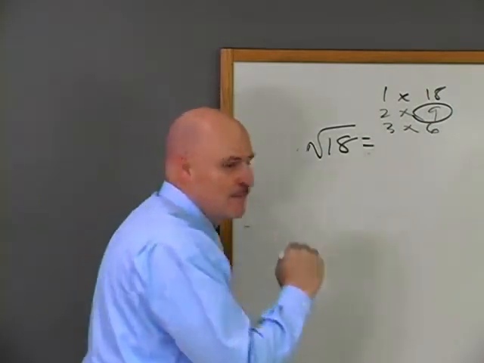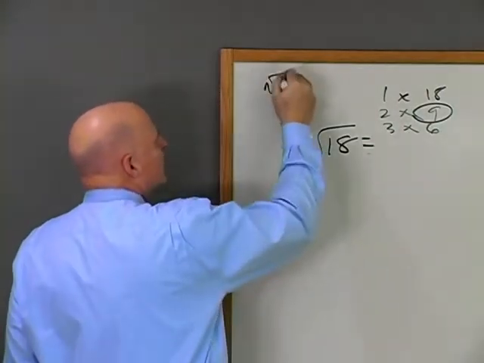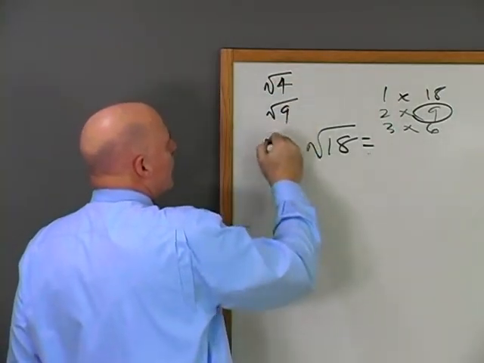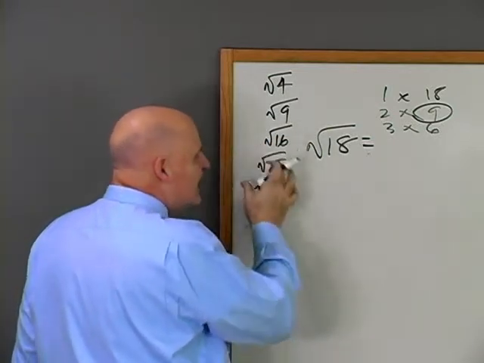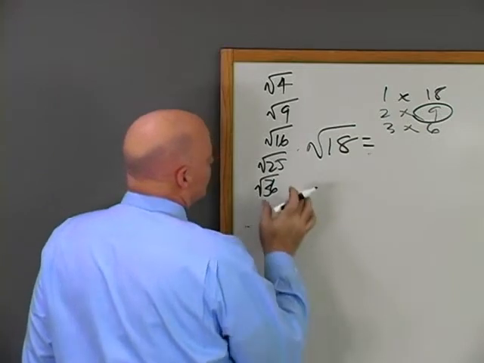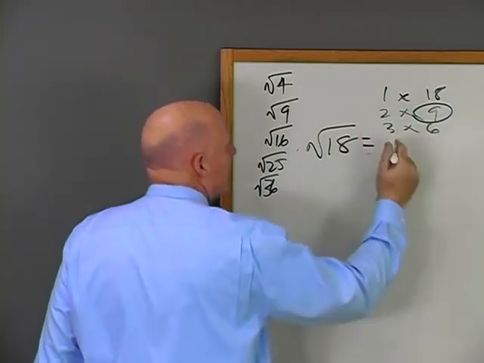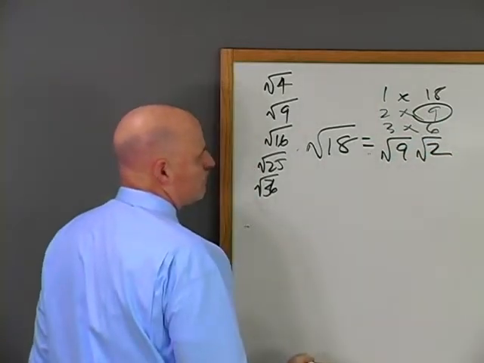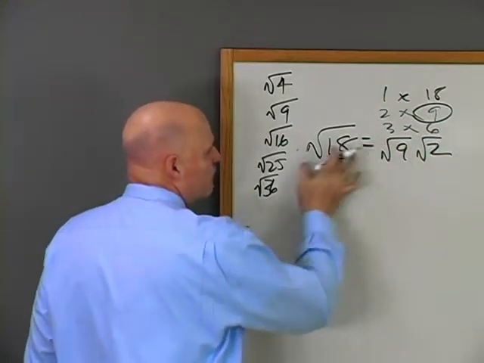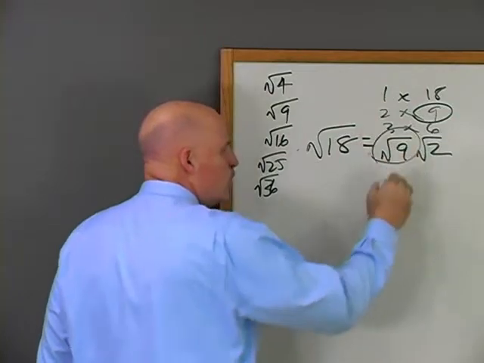9, okay? Because this is why you have to have these memorized. Square root of 4, square root of 9, square root of 16, square root of 25, square root of 36. These are the keys. So you say, are there any? Yes, I could make this the square root of 9 times the square root of 2, because that's the same thing, right? But this goes, who wants to make the noise?